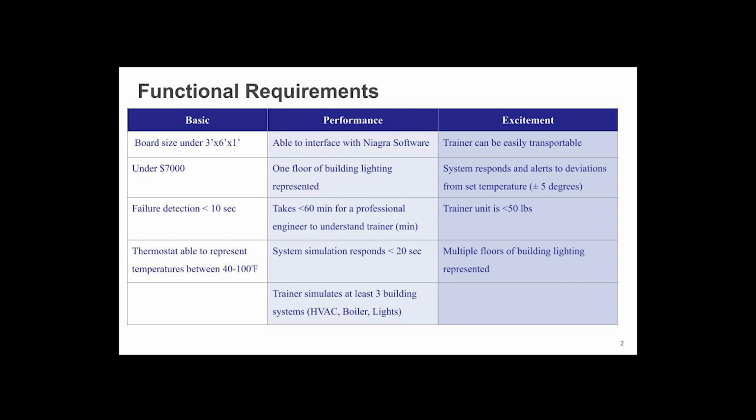We want it to take less than an hour for a professional engineer to understand. We want the system simulation response to be less than 20 seconds, and we want the trainer to simulate 3 different systems. For excitement, the trainer can be easily transportable. The system responds and alerts to deviations from set temperatures with plus or minus 5 degrees. The trainer is less than 50 pounds, and multiple floors of the building lighting system is represented.